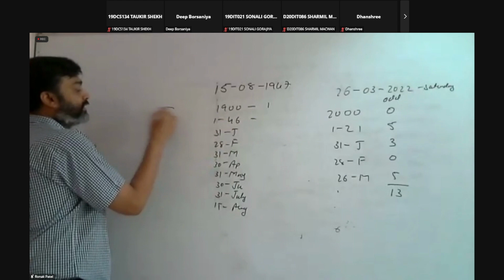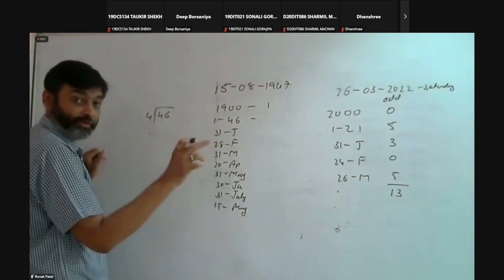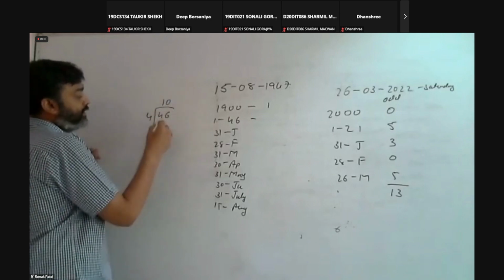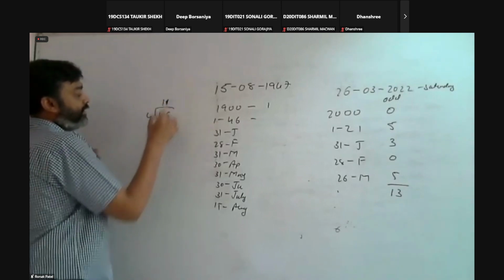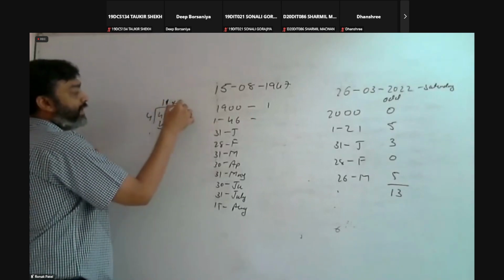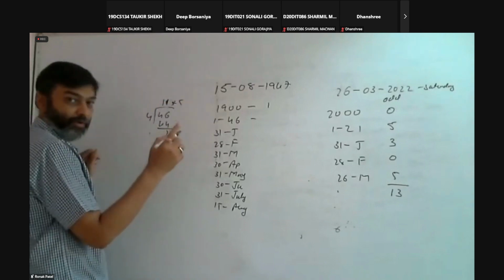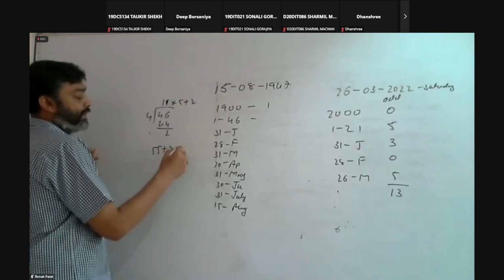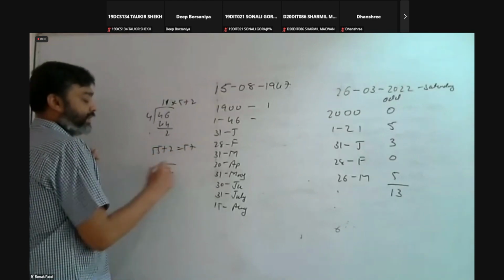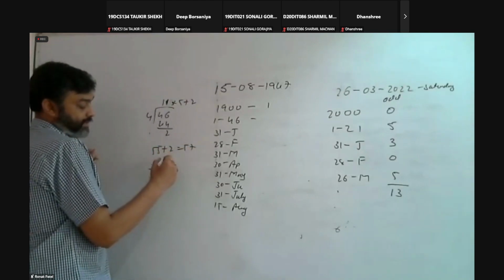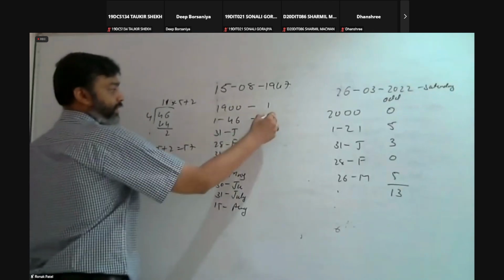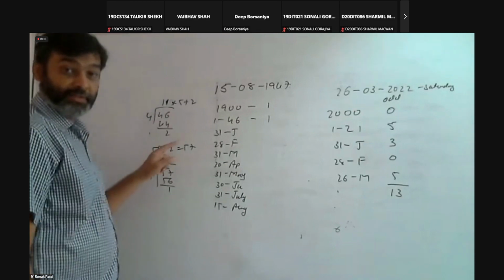So divide 46 into groups of 4, because every 4 consecutive years produce 5 odd days. 4 11s are 44, 2 left. So these 11 groups produce 5 odd days per group, plus 2 extra. So 55 plus 2, that is 57 odd days. Once again, I divide this by 7. 7 8s are 56. So 1 odd day is produced in 1 to 46 years.